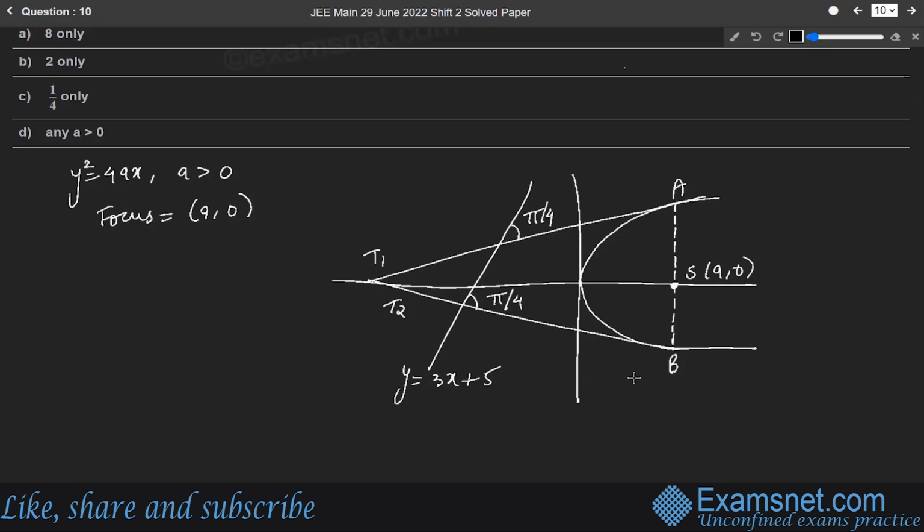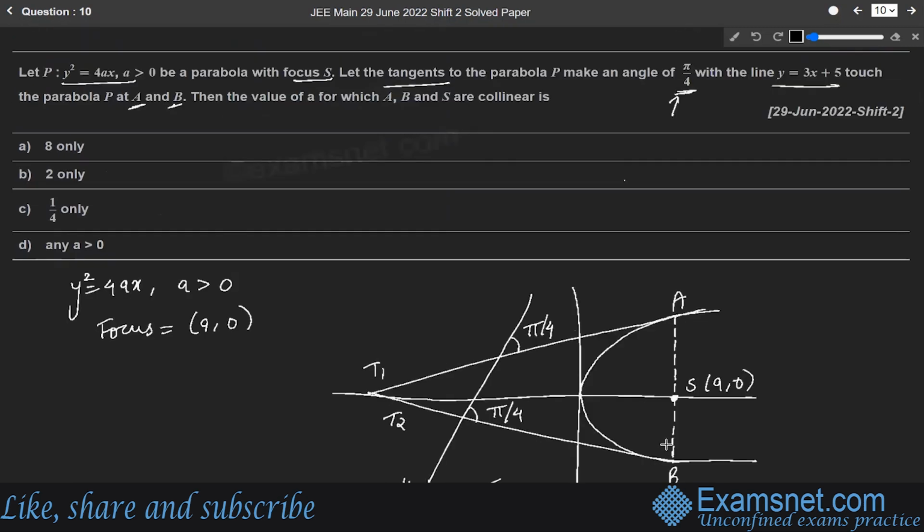I hope the diagram is clear to you. Now we have an equation for the parabola and an equation for the line, which is y is equal to 3x plus 5. It is in the form of y is equal to mx plus c, right? What is m? m is the slope. So when we compare both these equations, we can say that we have the slope of the line. What is the slope of the line? It is the value of m. What is m here? m is 3. So the slope of the line is 3. Okay, this is the first slope that we have found.